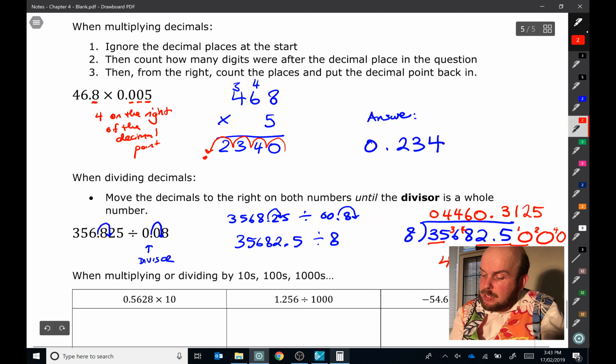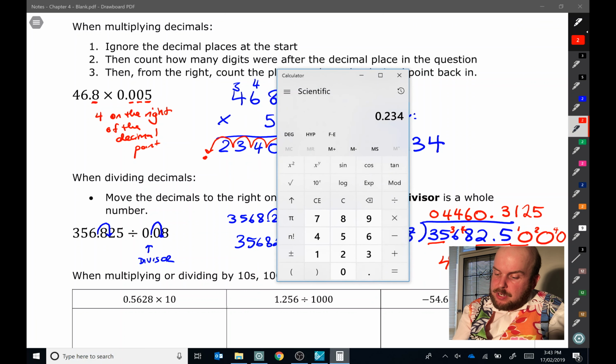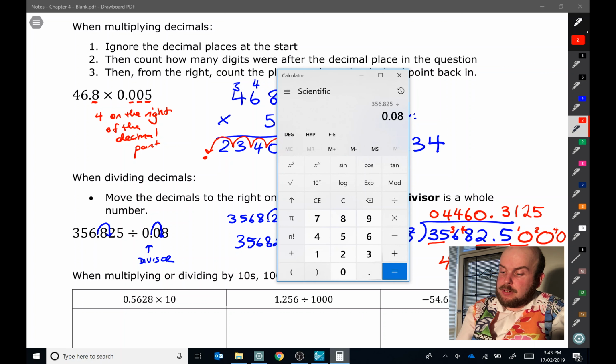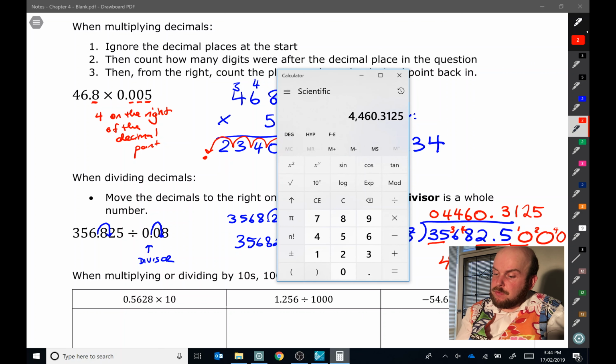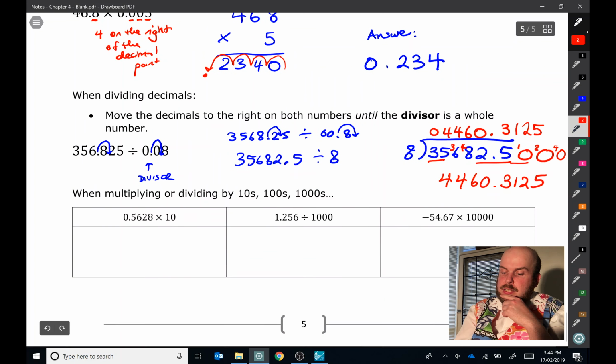So our answer there is 4460.3125, like so. And we can double check to make sure that what we've written there is correct, because what we'll do is we'll do 356.825 divided by 0.08, like so. And there we go, 4460.3125. So that is correct.